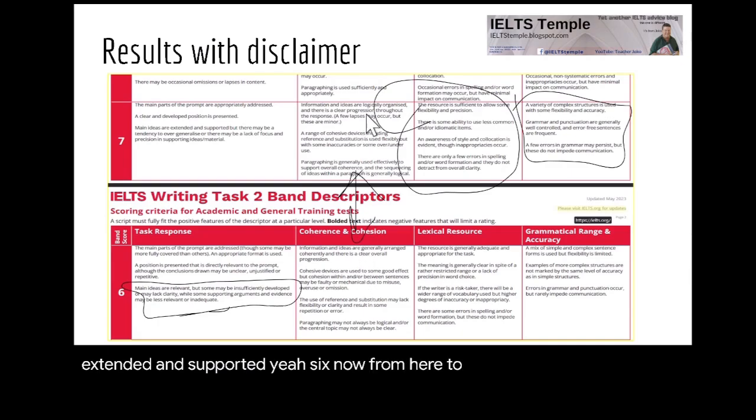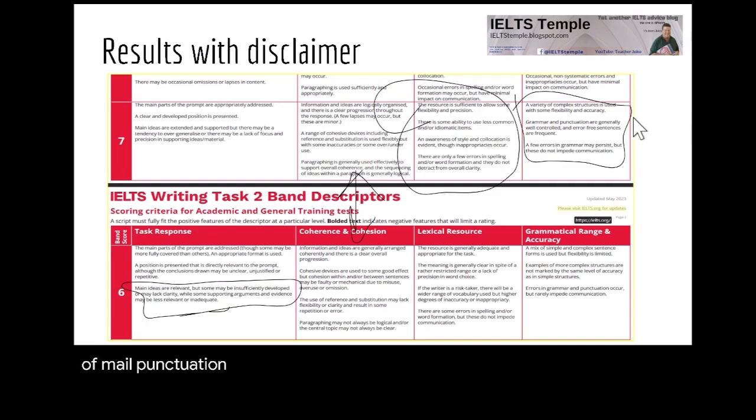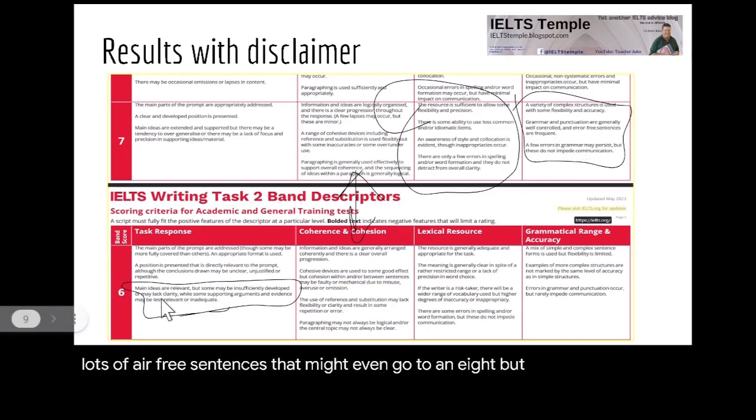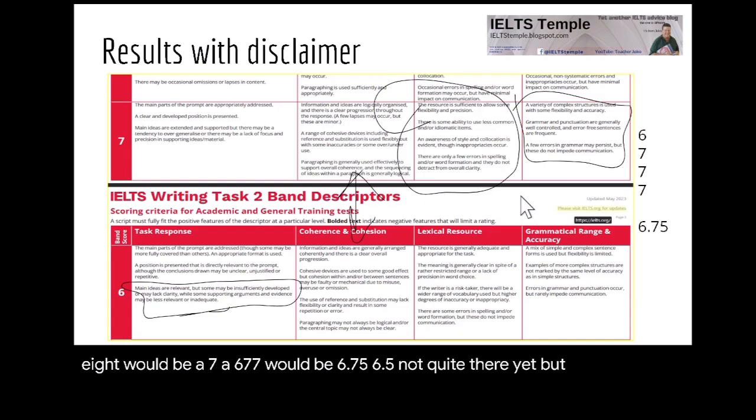Now, for coherence and cohesion, it could be 6 or a 7, with 7s in lexical resources. You can look back at the yellow bits and grammar. And the use of punctuation is generally well controlled. There are some error-free, there's lots of error-free sentences that might even go to an 8. But the 6, 7, 7, 8 would be a 7. A 6, 7, 7, 7 would be 6.75, 6.5. You want 7.5. So not quite there yet, but good start.